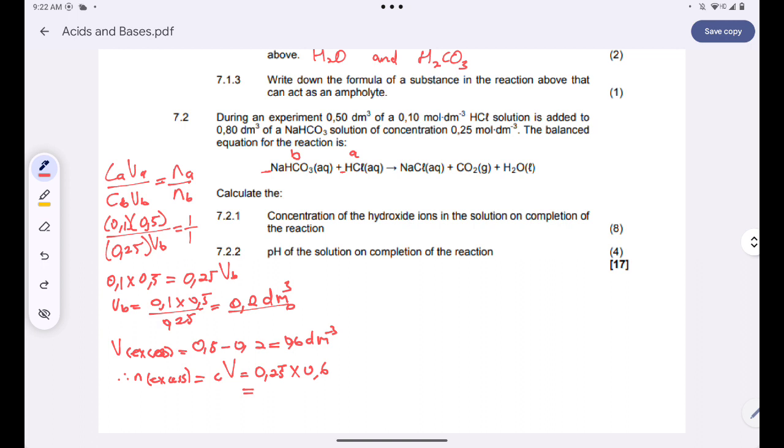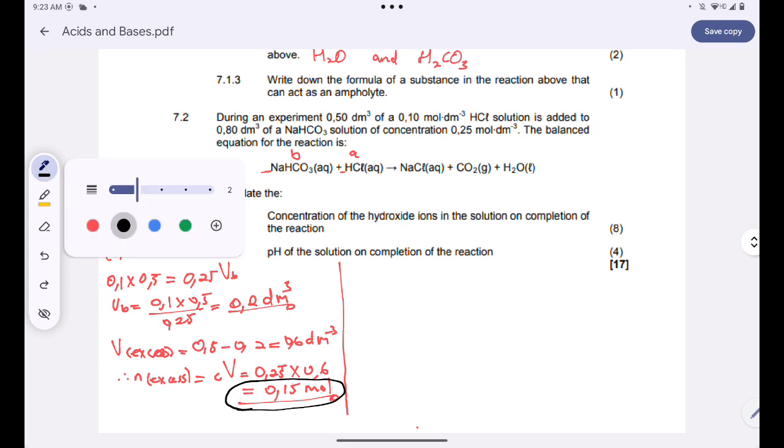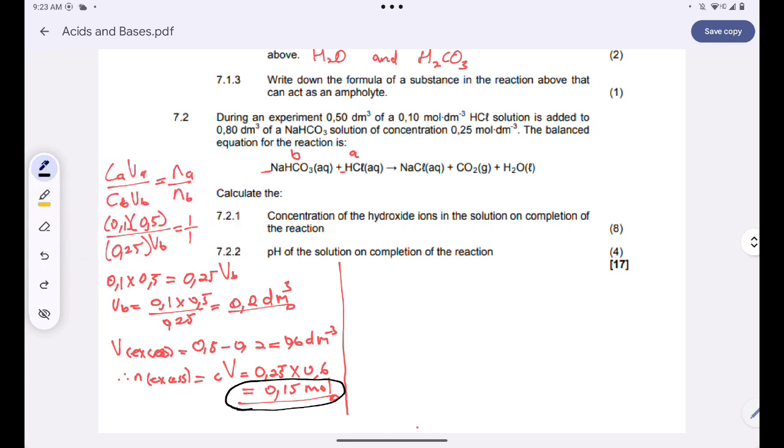So I'll simply say 0.25 multiplied by 0.6. I'll get 0.15. These are the number of moles of my base in excess, right? Let me highlight them in black. These are the number of moles of my base in excess. But since the base is in excess, whenever it ionizes, it will give a higher concentration of hydroxide ions, right?